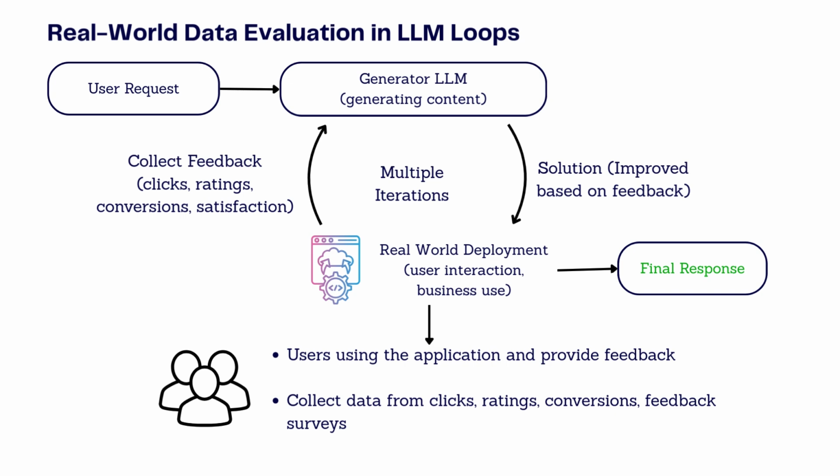This real-world data evaluation is especially important when the goal is not just to generate text that is correct, but to create outputs that actually achieve desired outcomes in real applications. Real-world data evaluation lets the generator LLM learn from actual outcomes. By measuring how well outputs perform in practice, the loop ensures that the AI generates content that is truly useful, effective, and aligned with real-world goals.